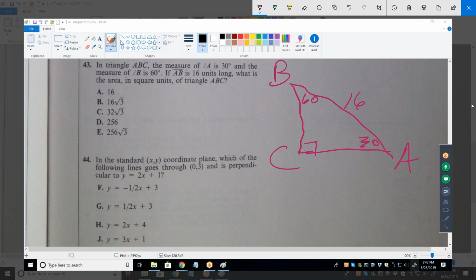Okay, let me think about this for a moment. The similarity ratio is 8 to 1, correct? So this has to be 1 or 8. And this has to be 8 root 3. Am I right? Yes, sir. That's right. And then the area is 1/2 the base times the height. 32 root 3. That's what you said. Okay.